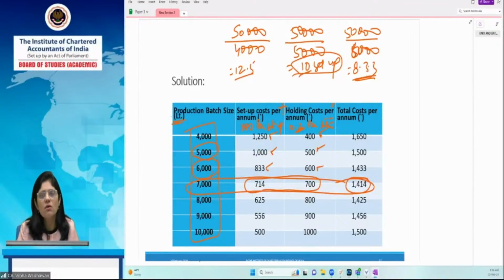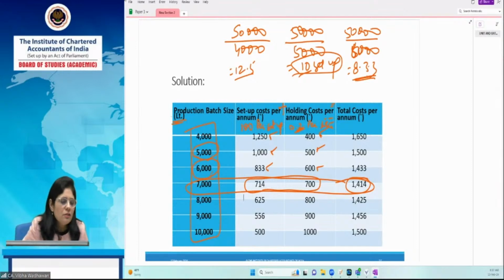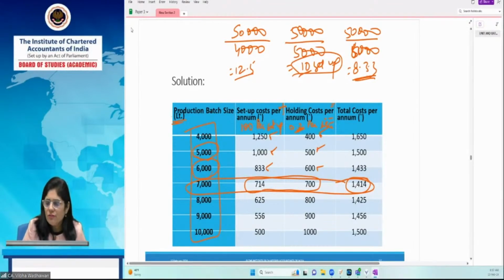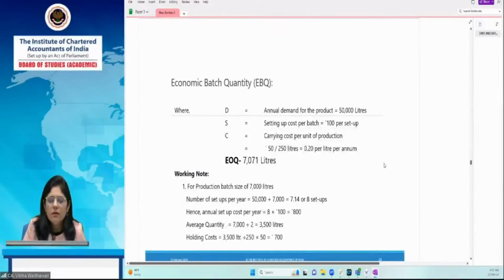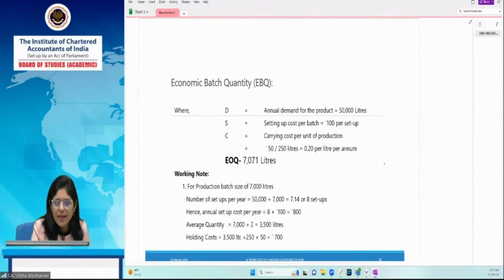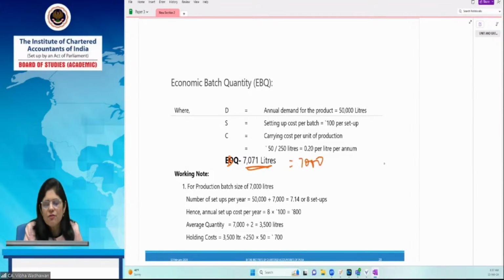So this is how it goes. Total cost, that is the optimum cost. So this is how it is done. Now we have to calculate EBQ also. Okay, it's economic batch quantity. So 7071 liters, again, because it's in fraction. So that is why some liters difference are coming. But otherwise, if you round off, it will be 7,000 liters only.